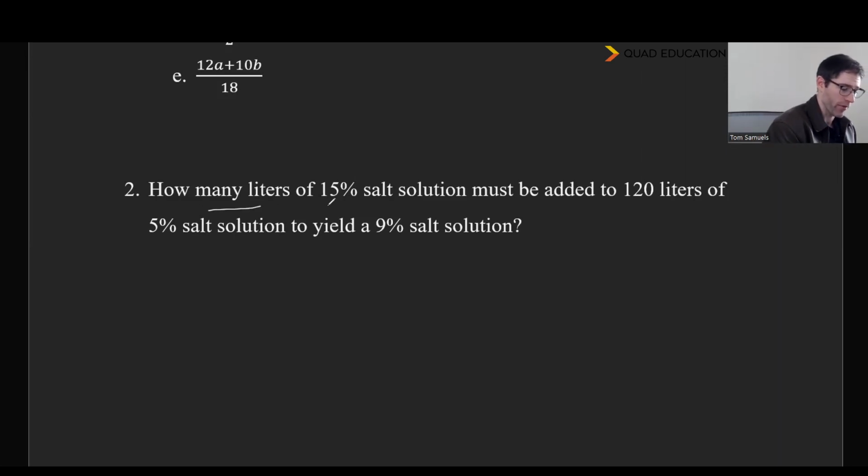How many liters of a 15% salt solution must be added to 120 liters of 5% salt solution to yield a 9% salt solution? So that is interesting. And so the first thing that we need to do here is turn this into math, because that's a lot of words and we are not doing words, we're doing math.